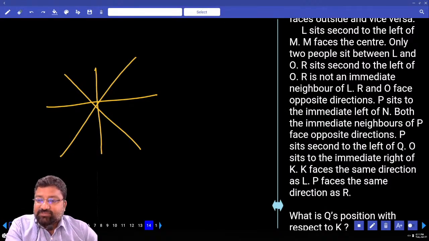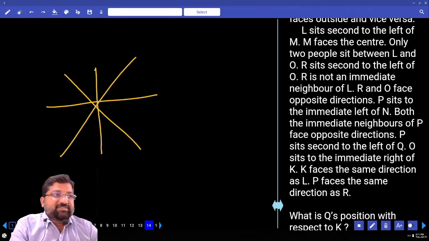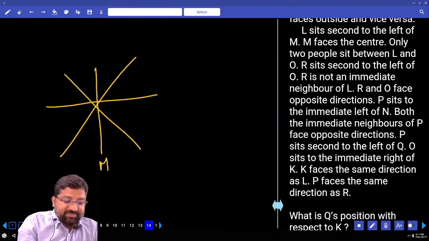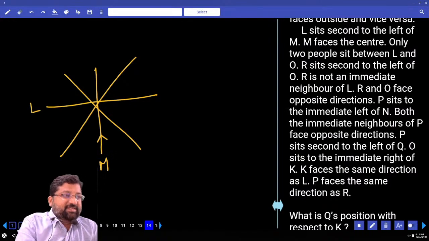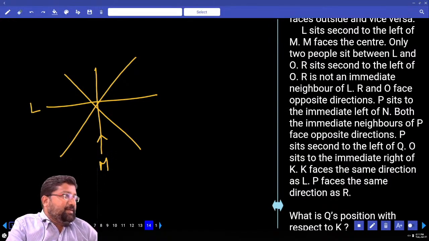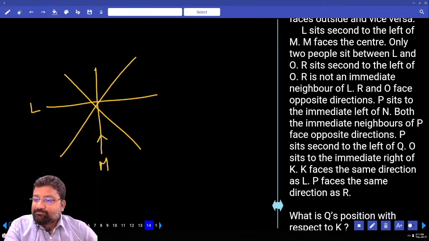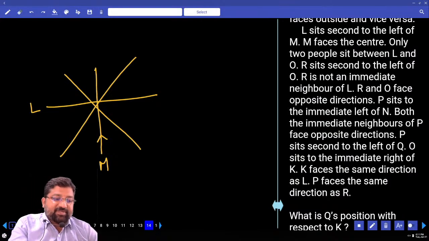L sits second to the left of M. M faces the center. L sits second to the left of M. Okay? Next line is what? Only 2 people sit between L and O. 2 people sit between L and O. I don't know where this O is. How many possibilities? 2 possibilities.